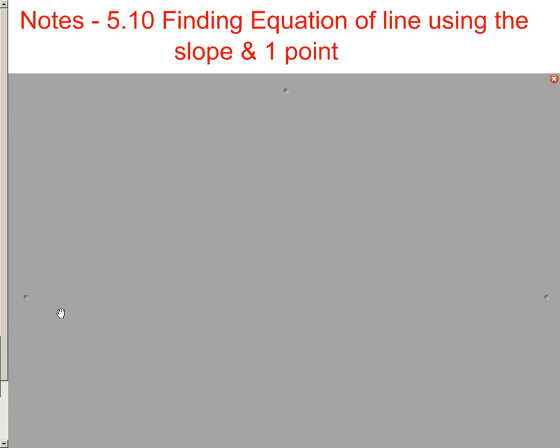The new section, 5.10, that we're looking at today is where we're going to find the equation of a line using the slope and one point of that line. So we don't have the equation, we need to find it.